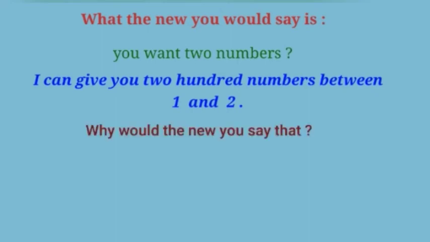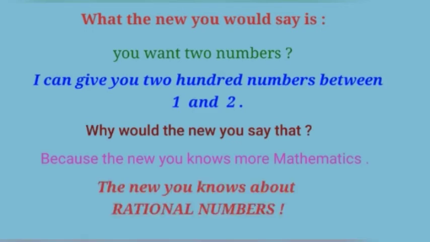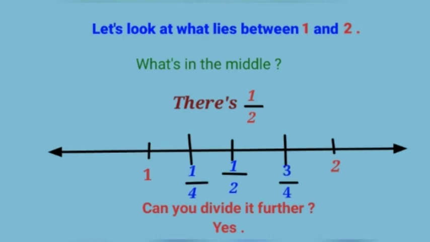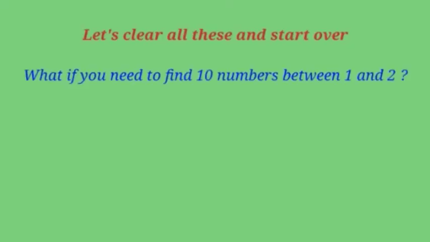Why would the new you say that? Because the new you knows more mathematics. The new you knows about rational numbers. Let's look at what lies between 1 and 2. What's in the middle? There is 1 by 2. Can you divide it further? Yes. That is 1 by 4 and 3 by 4. Let's clear all these and start over.